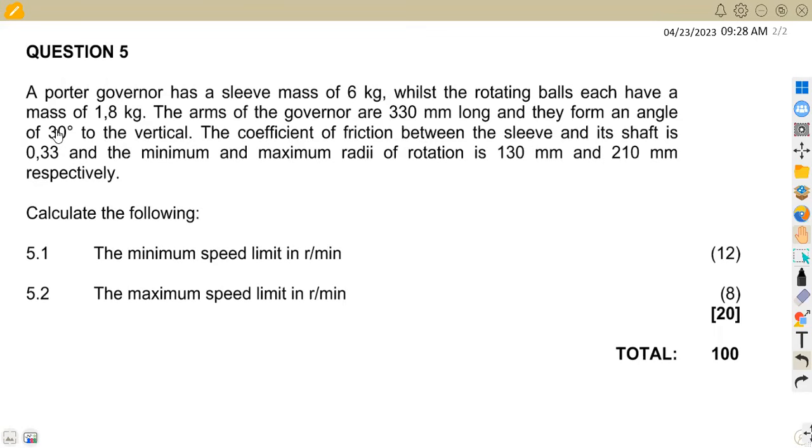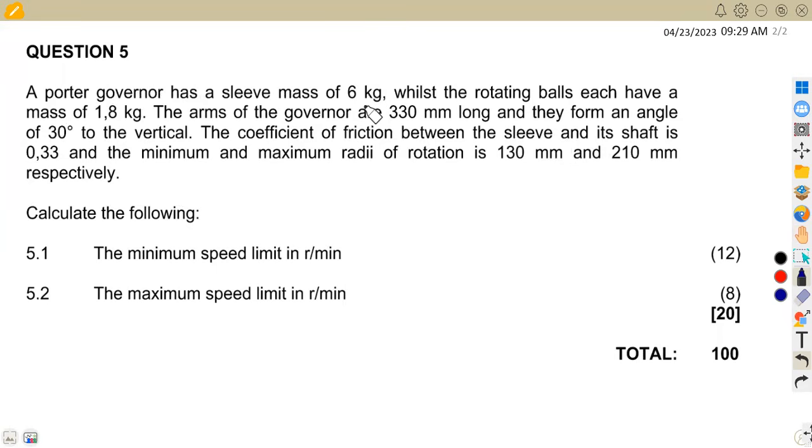Still on Power Machines N5, working on question papers and revisions. In this case, we've got question number 5 of April 2016, which is on governors. That is a Porter governor. So we are given in our question, that's question 5, a Porter governor with a sleeve mass of 6 kgs.